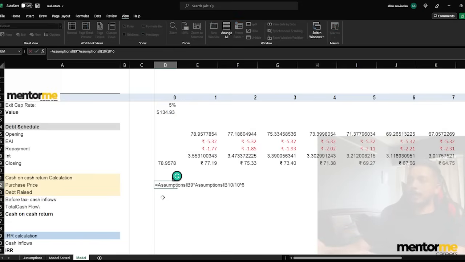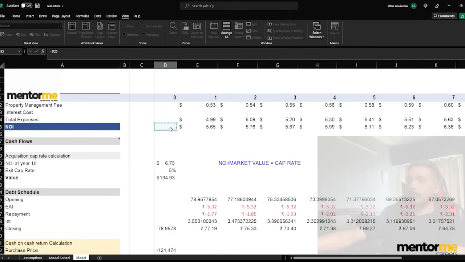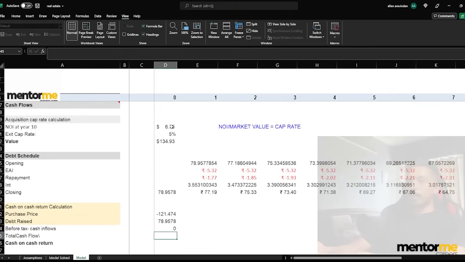I'm going to put that in negative, because in cash flow calculations we are talking about the total investment as being negative, 121.474. The debt, since it's a cash inflow, comes up as 78, because somebody's giving you debt, so it is positive cash flow. And we'll also link the NOI, which is going to be in this row. So that would give us the total cash flow. Once we've done this, 42.5157 automatically becomes my own contribution.